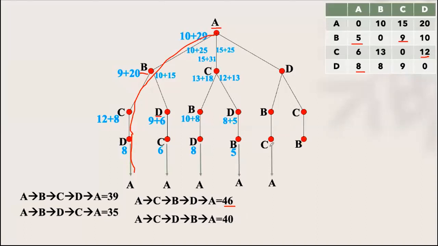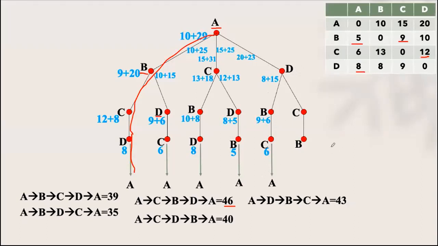Next, A to D and these two paths. Again, C to A we have to go. C to A is 6. B to C is 9. 9 plus 6. And then D to B. D to B is 8. 8 plus 15. A to D. A to D is 20. 20 plus 23. So this path cost is 43. That is A to D, B, C, A. Cost is 43.